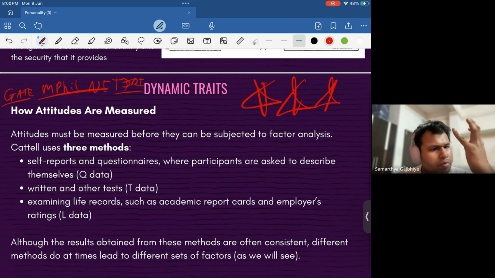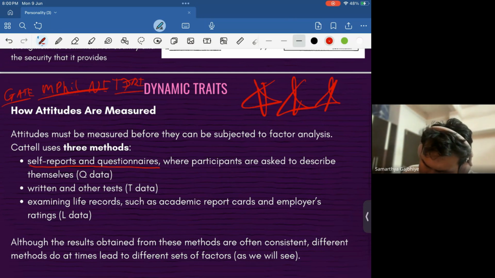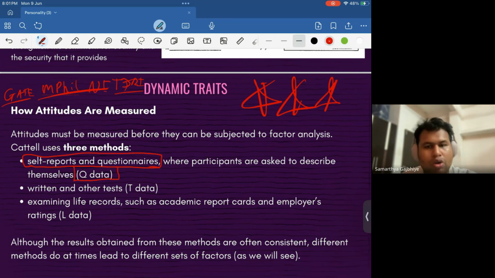Before you factor analyze anything, you'll have to first measure how much attitude, what attitude the person has, right? So there's 3 types of data that I want you to remember. Okay, 3 types: Q data, T data, L data. Q data is self-reports and questionnaires. You come in, you fill a questionnaire, that's known as Q data. Written and other tests is known as test data, matlab T data.